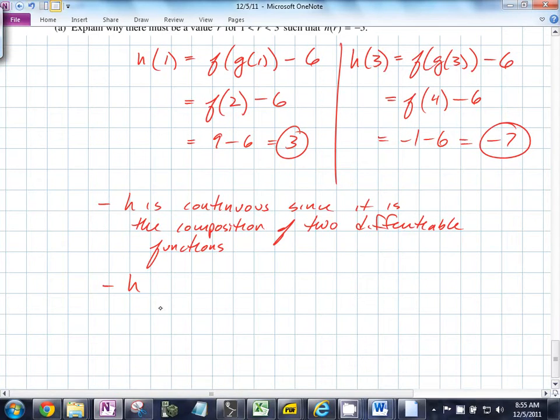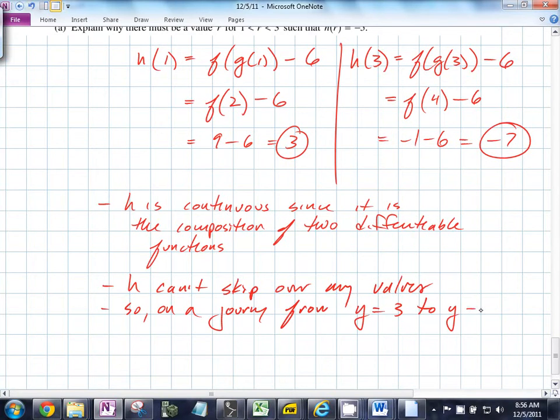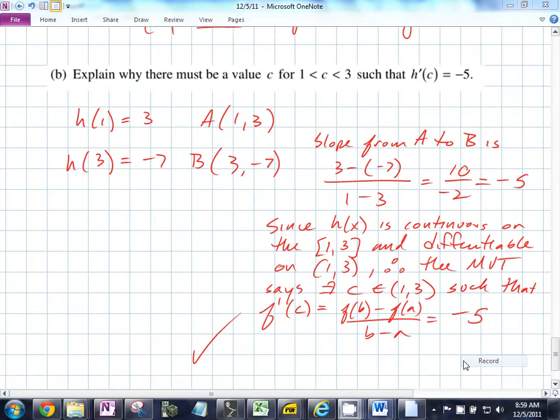So on a journey from y equals 3 to y equals -7, h of x must pass through what? All points, and therefore through what? -5. That's right there. That's if you have a function that's continuous on the closed and differentiable on the open between 2 points, the slope between the two can be found as the slope of the tangent at least one other place. Could there be more than one? Yeah. Do we have any idea what h does at every other point? No, we only have a few, but we know at least once. At least once. Say it louder.